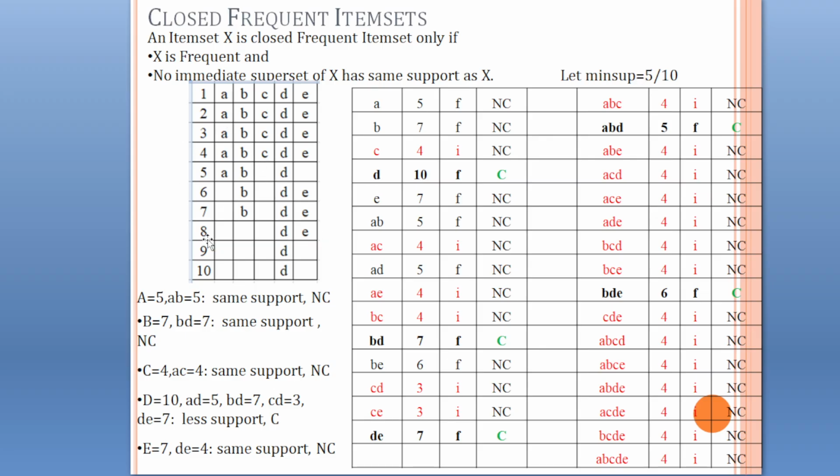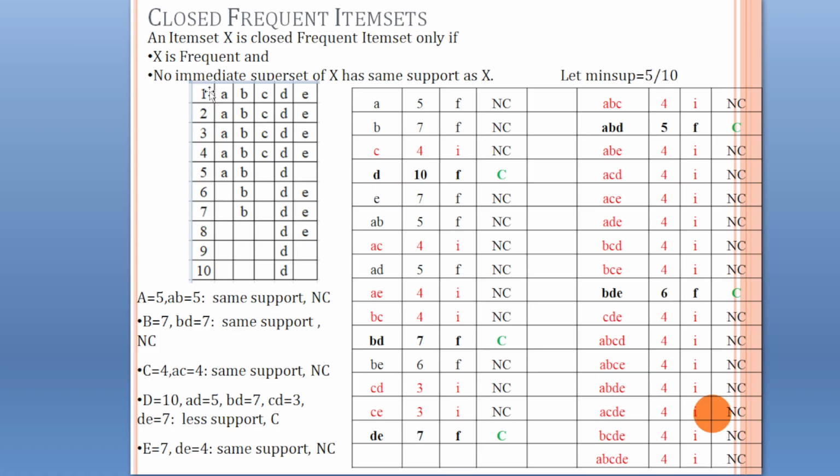We have 5 different items A, B, C, D, E. So these are the different item sets which we had done earlier: if there are 5 items, then the total number of item sets will be 31. Now these are one item sets, then two item sets, then three, then four, and then five. So first of all we count in how many transactions these items are.